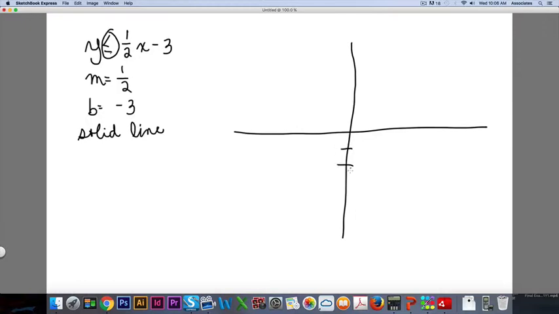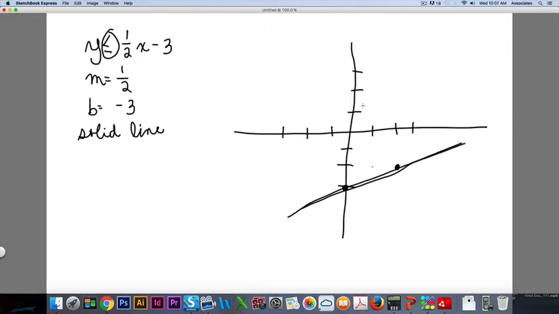The y-intercept is negative 3. Let me put some more tick marks here. Slope is the one time where you have a fraction, it makes it easy. So the slope is 1/2. From here I go up 1 and right 2 and put a dot. It said it was a solid line, and I missed the dot, so I'll redraw it. There we go, a little bit better.